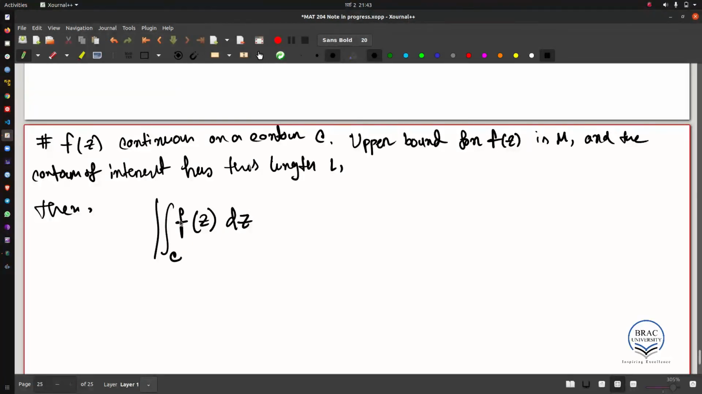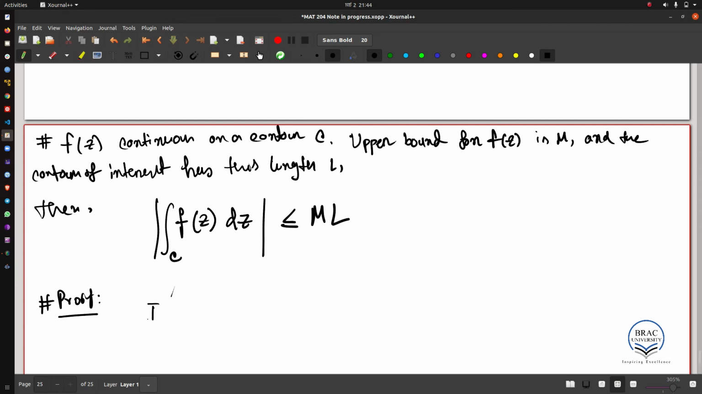Note that I'm not using a simple closed contour, so it can also be applied for open contours as well. For example, a line, a semicircular arc, and so on. This is less than or equal to ML. How do we prove this? I mean, it's pretty simple.